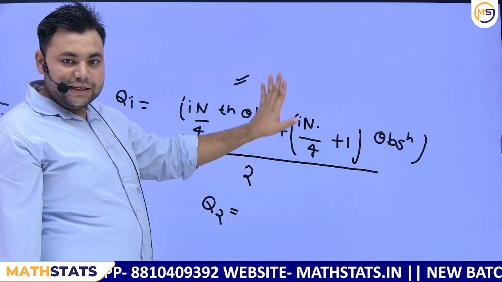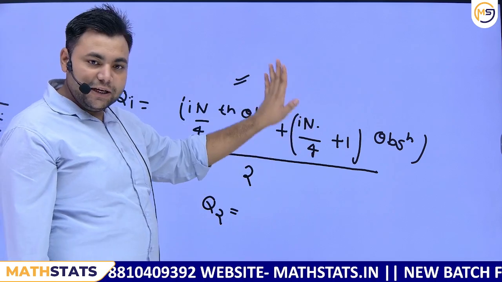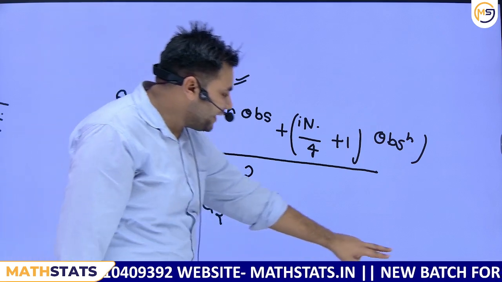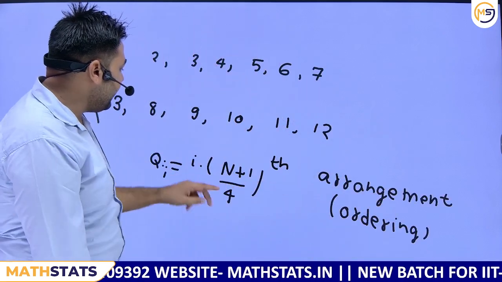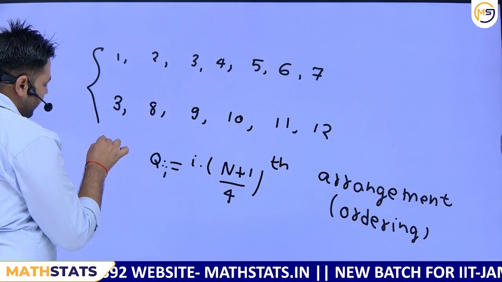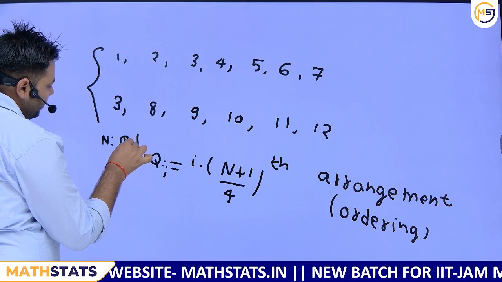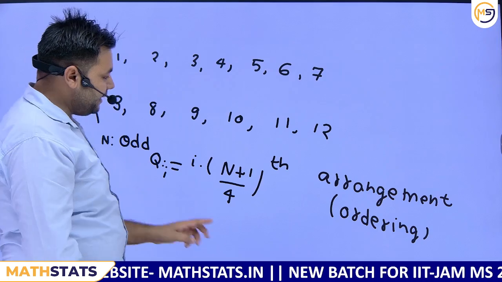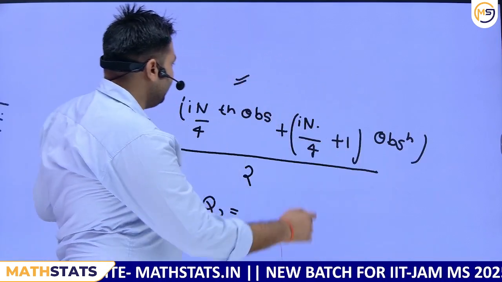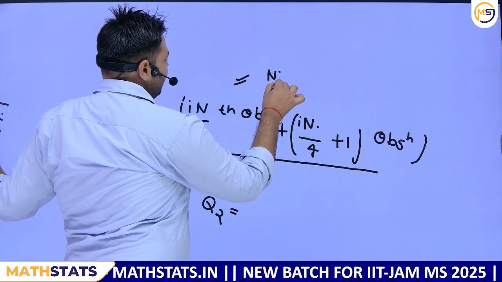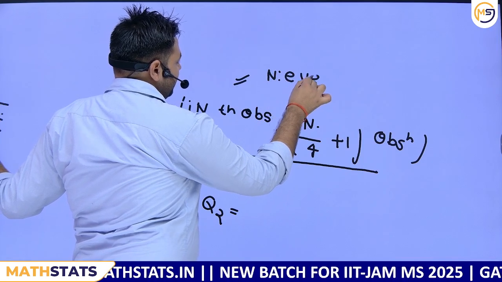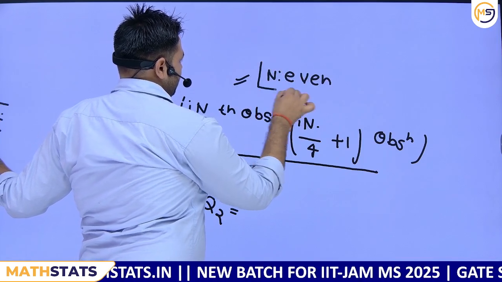ये फार्मूला सही है. किसी को नहीं पता तो ये लिख लो, फार्मूला यही होता है. पीछे का भी फार्मूला यही होता है. अगर यहाँ n, this n is odd. Okay, this n is odd and this n is even. Right, this n is even.